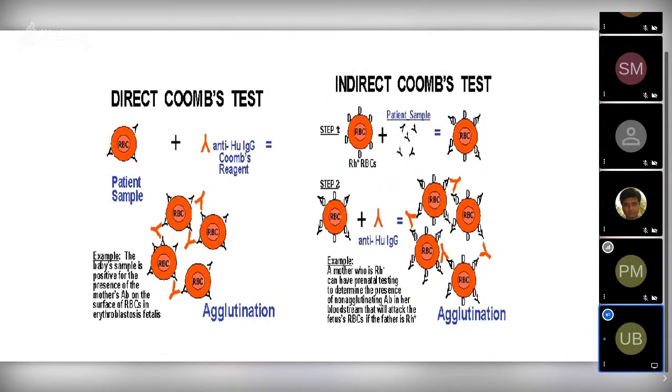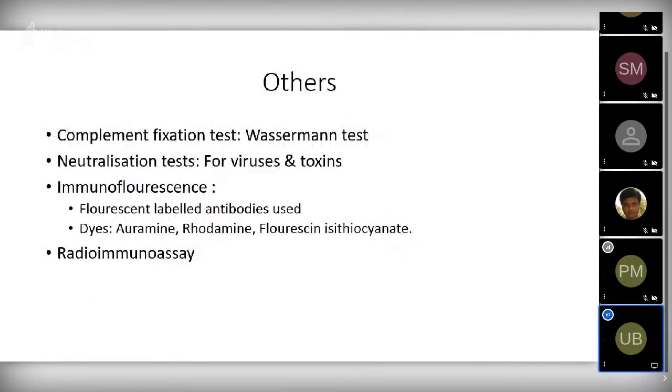So the basic difference is the sensitization of the incomplete antibody with the antigen. If it happens in vivo, it is direct. If it happens in vitro, it is indirect Coombs test. There are others like complement fixation test, which is called the Wassermann's test, which I'll be explaining now. Neutralization test for viruses and toxins, and immunofluorescence.